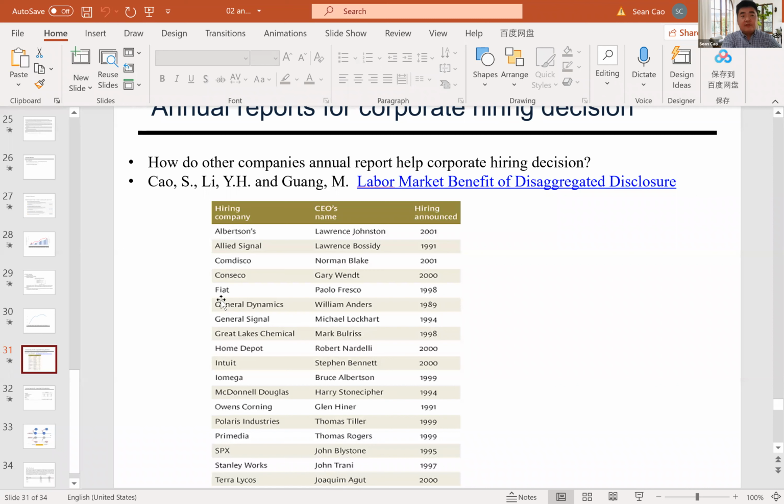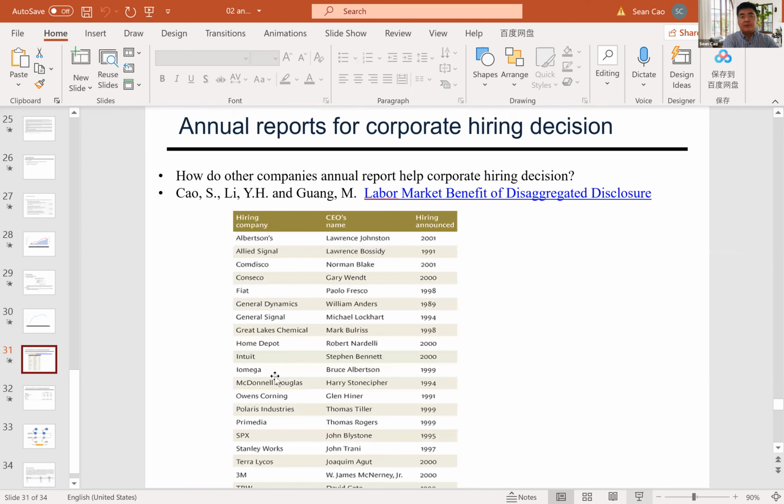So for example, Fiat hired Paolo. When Fiat hired Paolo, can Fiat actually analyze Paolo's past annual reports? By analyzing Paolo's past annual reports, they can understand whether Paolo is a good fit for Fiat, so they can hire in a more efficient way. So that's the example. The second question is how exactly a firm can analyze annual reports for corporate hiring decisions.